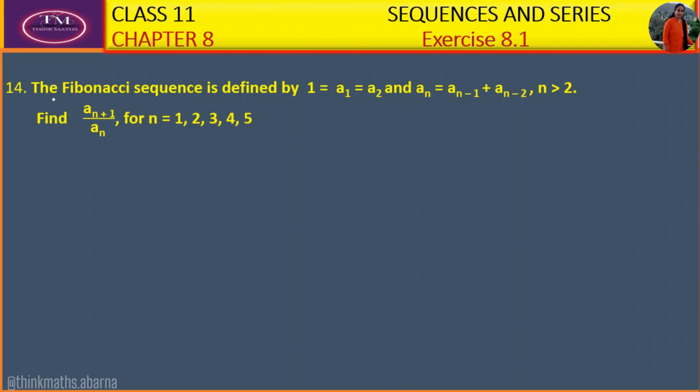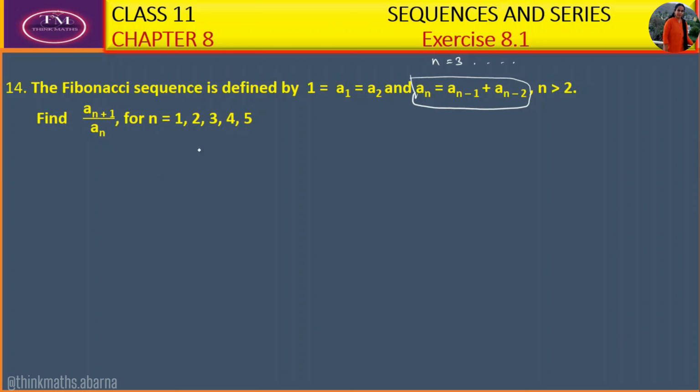The Fibonacci sequence is defined by 1 equal to a1 equal to a2 and an equal to an minus 1 plus an minus 2, n greater than 2. So this general term starts from n greater than 2, that is, starts from n is equal to 3. We have to find an plus 1 divided by an for n is equal to 1, 2, 3, 4, 5.